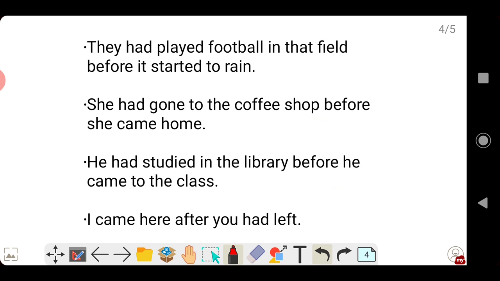Now move on to the third sentence. They had played football in that field before it started to rain. Again, it is a combination of two sentences. They had played football in the field, before it started to rain. It started to rain is past simple tense, or I would say past indefinite tense.